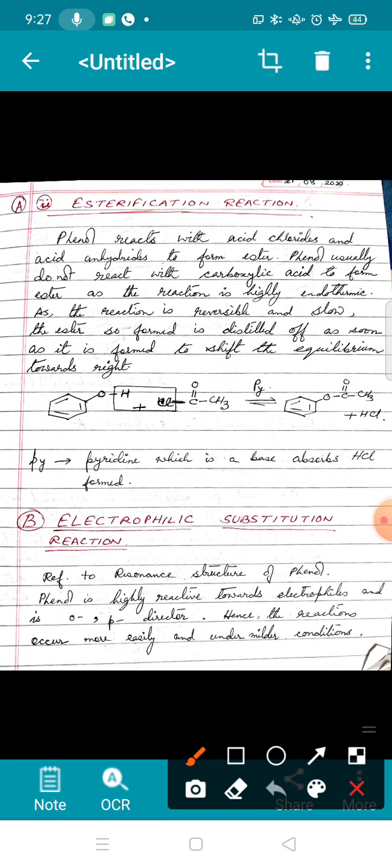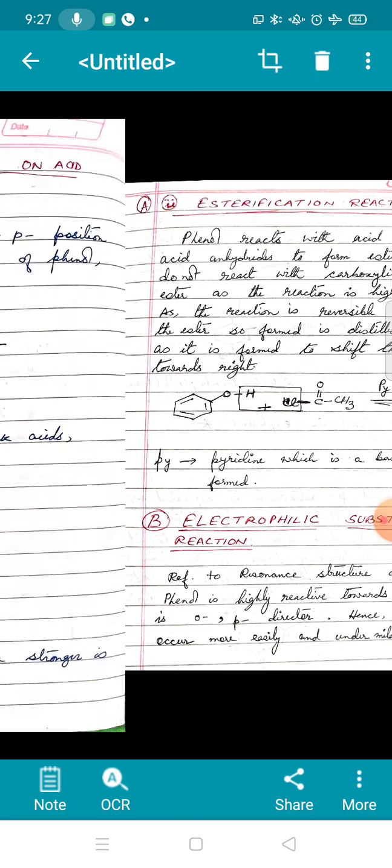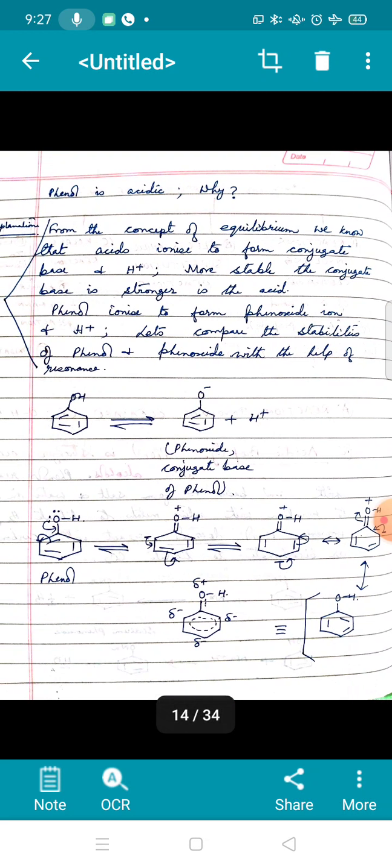The next category of reaction is electrophilic substitution reaction. From the resonance, you have seen that phenol acquires negative charge in ortho and para position. So you can easily understand that phenol will undergo electrophilic substitution reactions at ortho and para position.